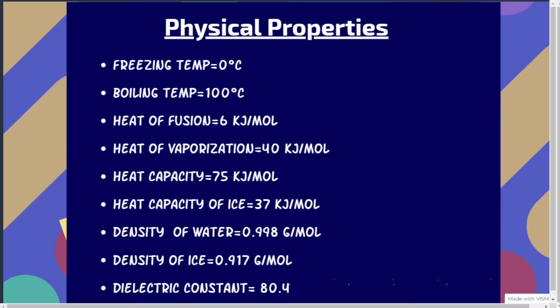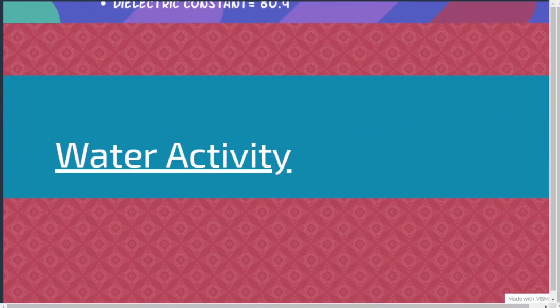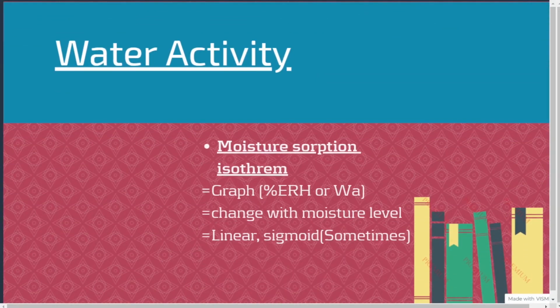Then what is the heat capacity of ice? It is 37 kJ per mole, right? To be more specific, you can say 37.85 kJ per mole. Simple as that. Now density. What is density? We all know that, right? So the density of water is 0.998 gram per mole, and the density of ice is 0.917 gram per mole. Simple as that, right? And the dielectric constant of water is 80.4.